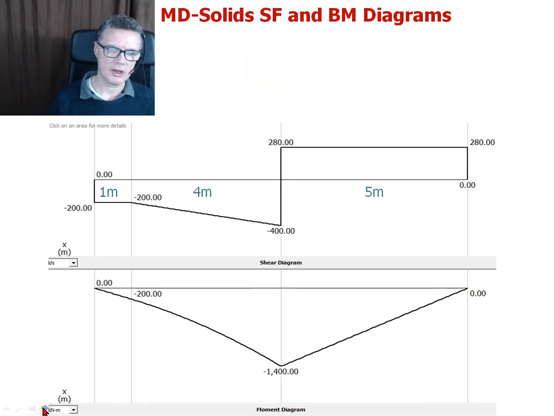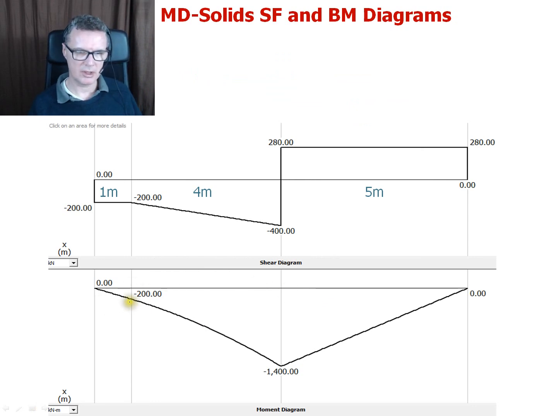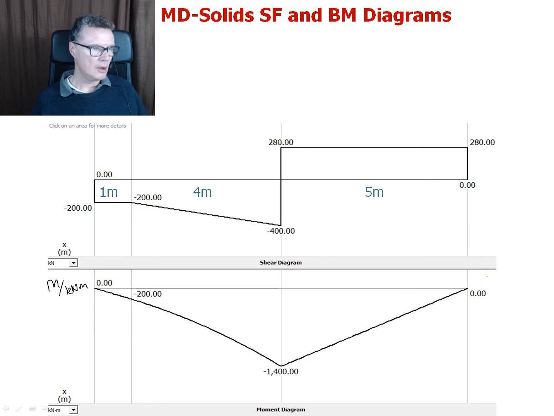So this is the MD Solids solution. As you can see, it's quite a slight curve. This triangle bit is not particularly pronounced. Straight line, minus 200, minus 1400. And yeah, so that's my bending moment diagram. Okay, right, onwards and upwards, I guess.